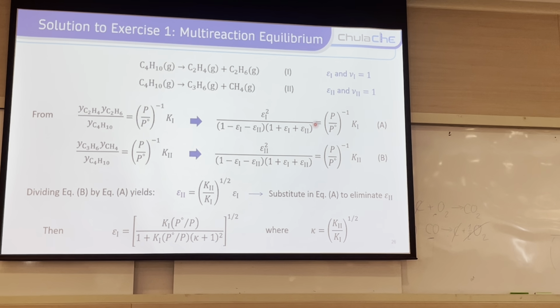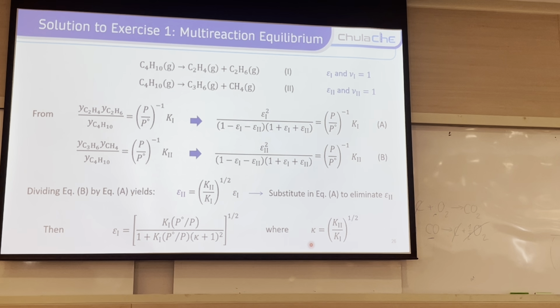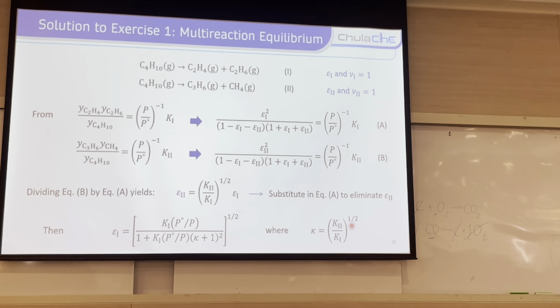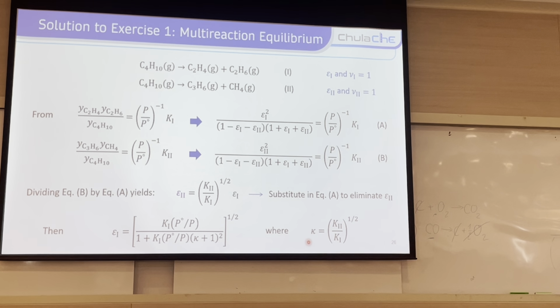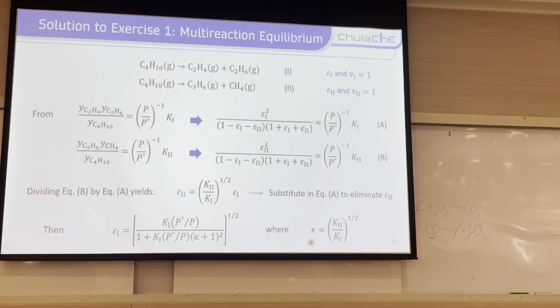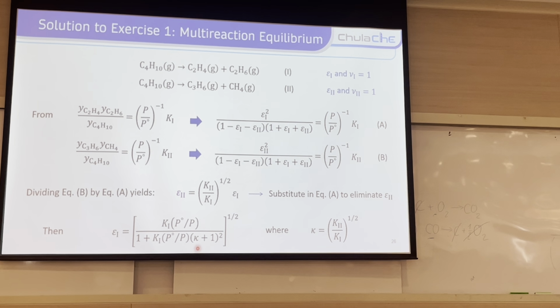Just rearrange a little bit here to get the left hand side term equal to only the epsilon 1 here, and I also change the fraction of the equilibrium constant for reaction 1 over reaction 2, power of 0.5, into the symbol kappa here. So the kappa here is actually equal to this fraction.